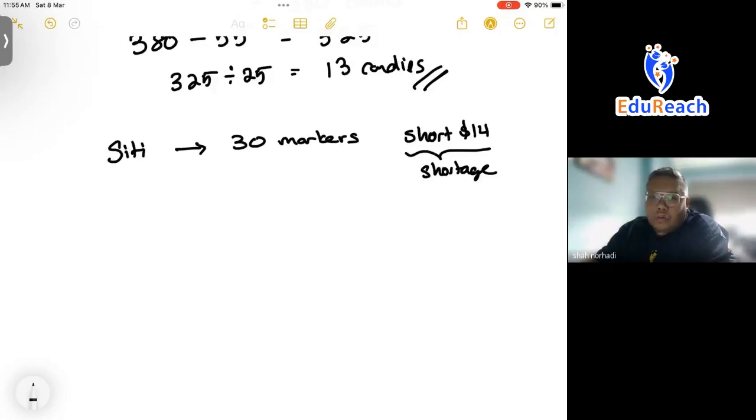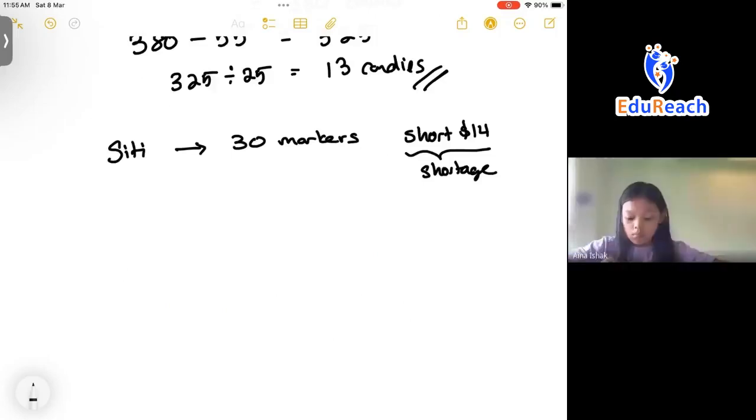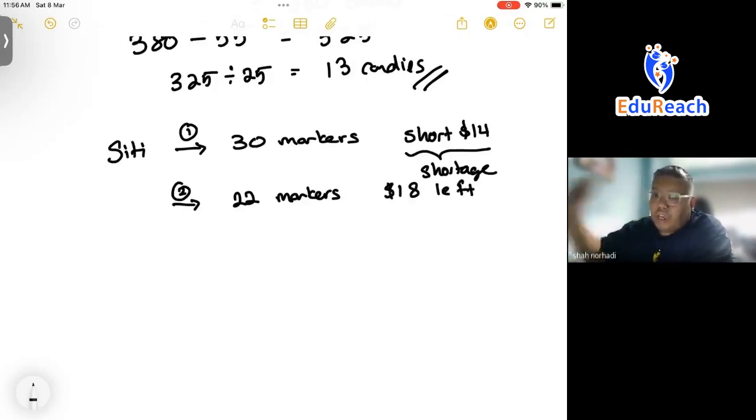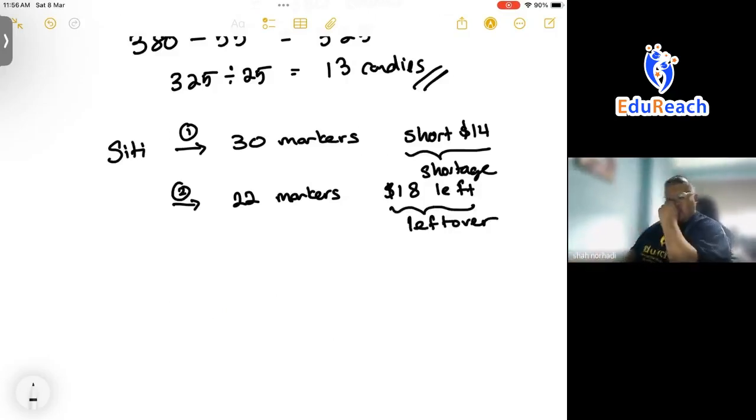Then what happened? She decided to buy fewer. So this is the first story. So the second story, what will happen? She wants to buy 22 instead. Then if she wants to buy 22, she has $18 left. So now she has enough money, but she also has extra. So this is what we mean by leftover.